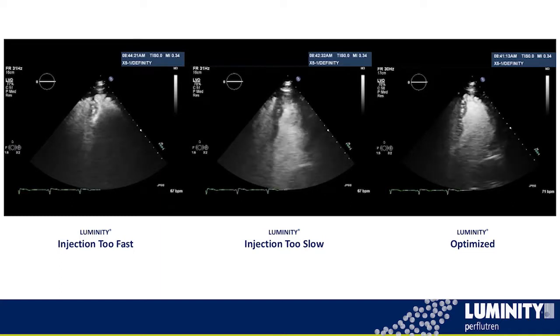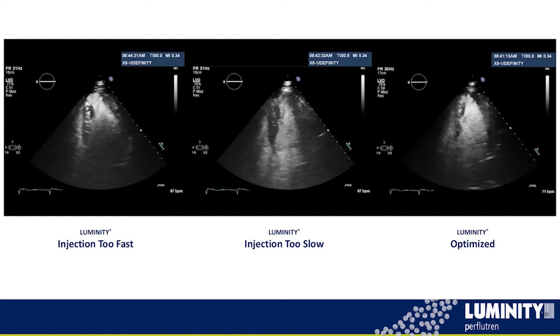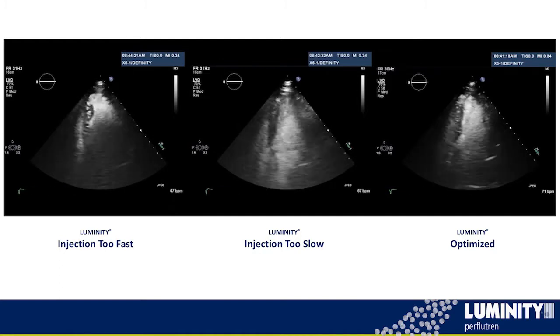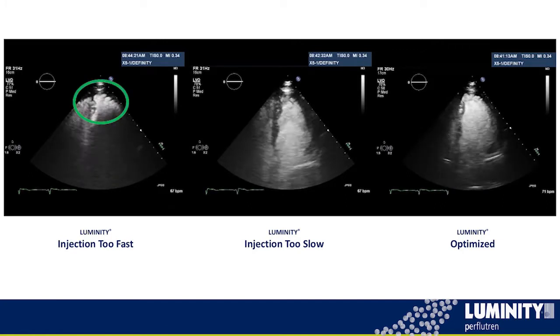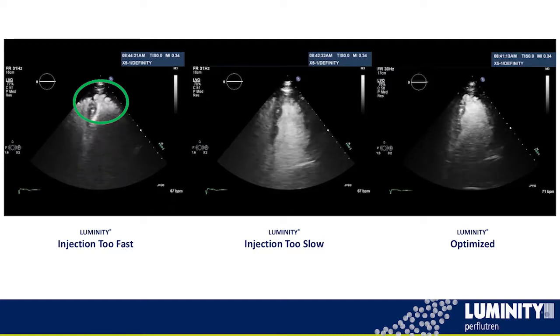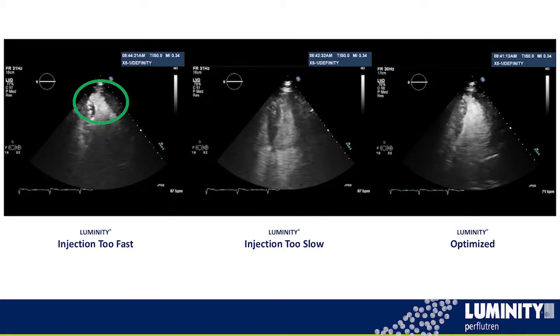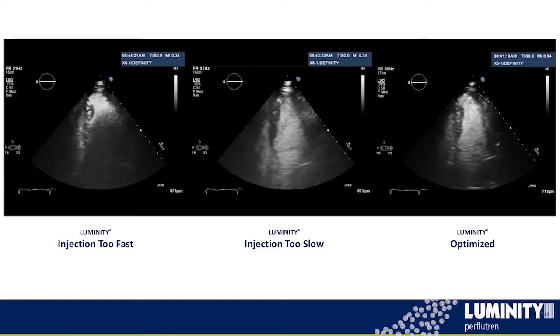Some people say they would get rid of the fast injection because that's an artifact. It caused attenuation. Well, you know what? In this patient, that fast injection is the one that showed me the apical aneurysm and also showed me that there isn't an apical thrombus. If you had that injection too slow in the middle, you can't clearly see that there's an apical aneurysm, and you definitely can't confidently say that there's an apical thrombus or not.